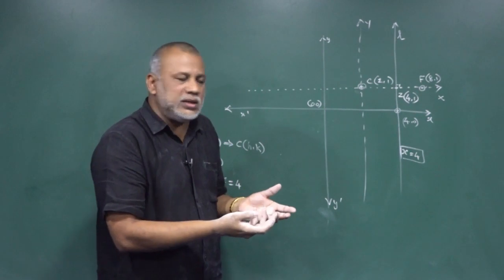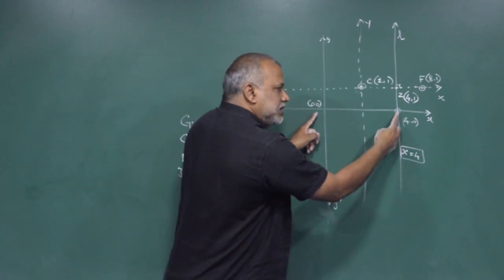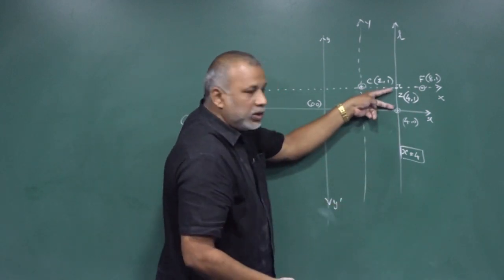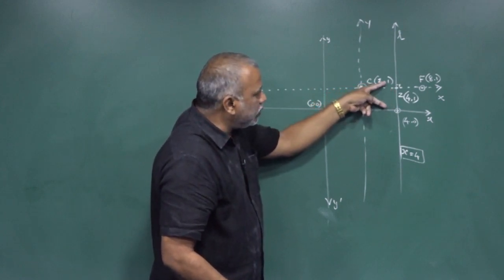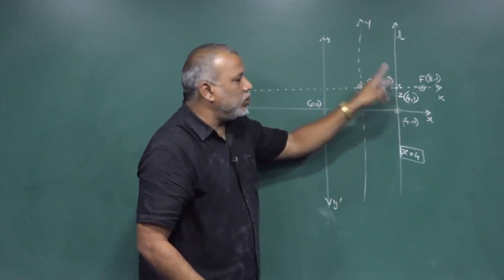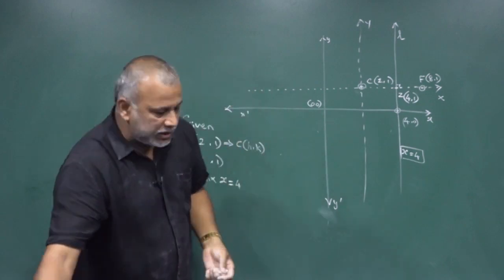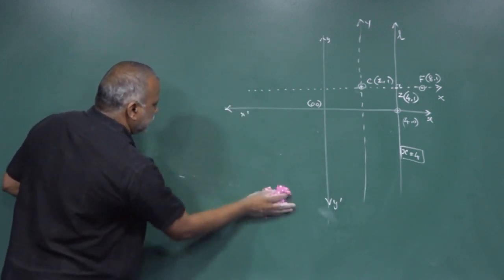How are we taking this decision? See, this is 4 units. This is the X unit, and this is the value of Y. Already the Y value is 1. So now Z is (4, 1). That's all the idea given in your question.